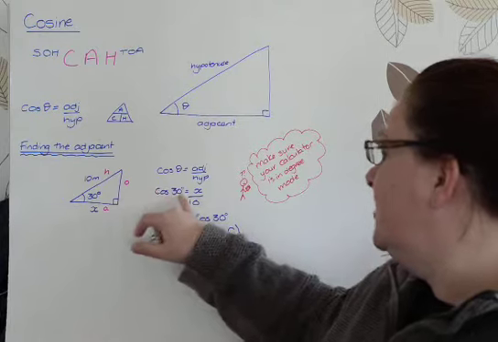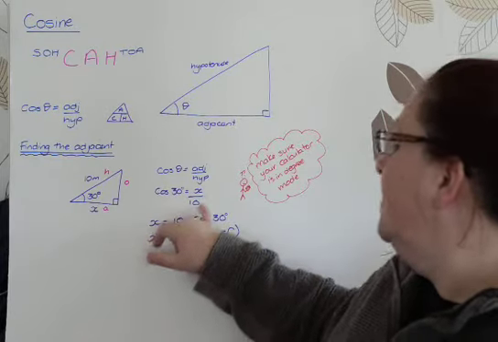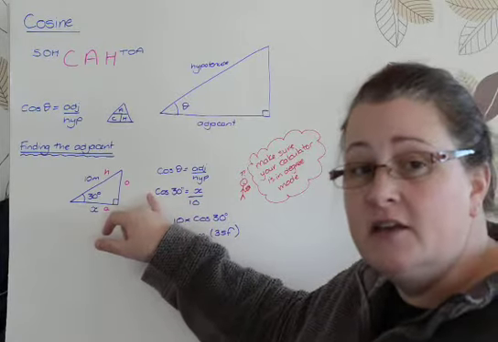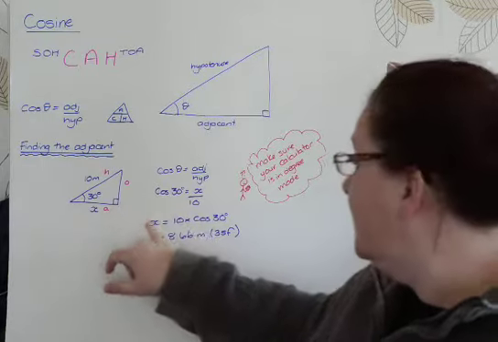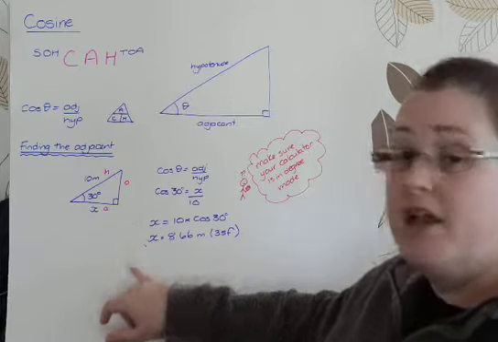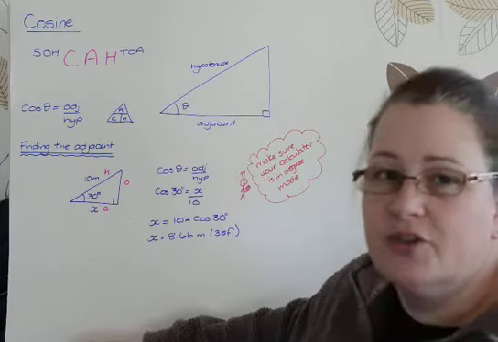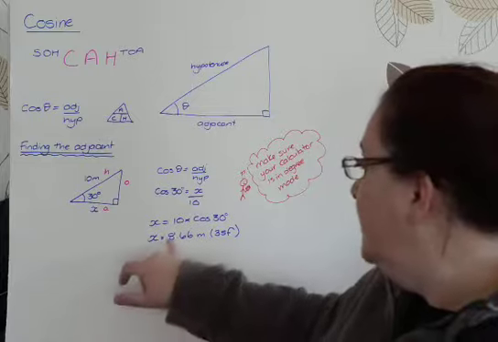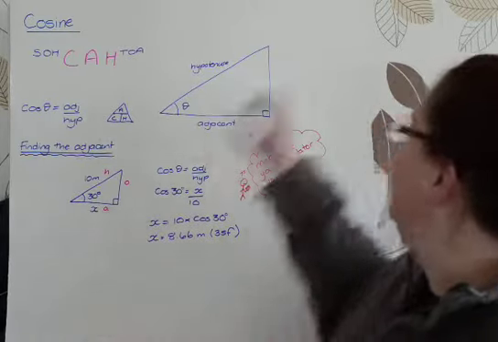Obviously here we get cos 30 is x over 10, so I have to multiply up the 10 to get x on its own. So that gives me x equals 10 times cos 30, which when you put that into your calculator, of course making sure your calculator is in degree mode, you get 8.66.